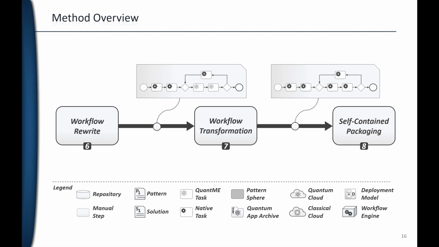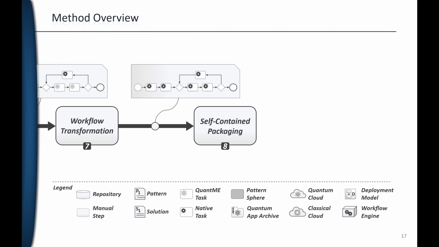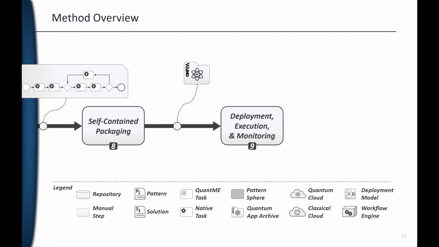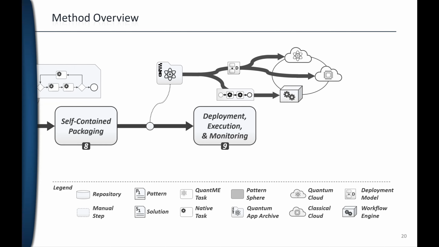Since packaging applications is crucial to share, distribute, and sell them, in the 8th step, all required software artifacts of the quantum workflow are bundled into a self-contained quantum application archive. In the last step of our approach, the previously packaged artifacts are deployed in the execution environment of the workflow. Then the workflow can be executed and monitored.